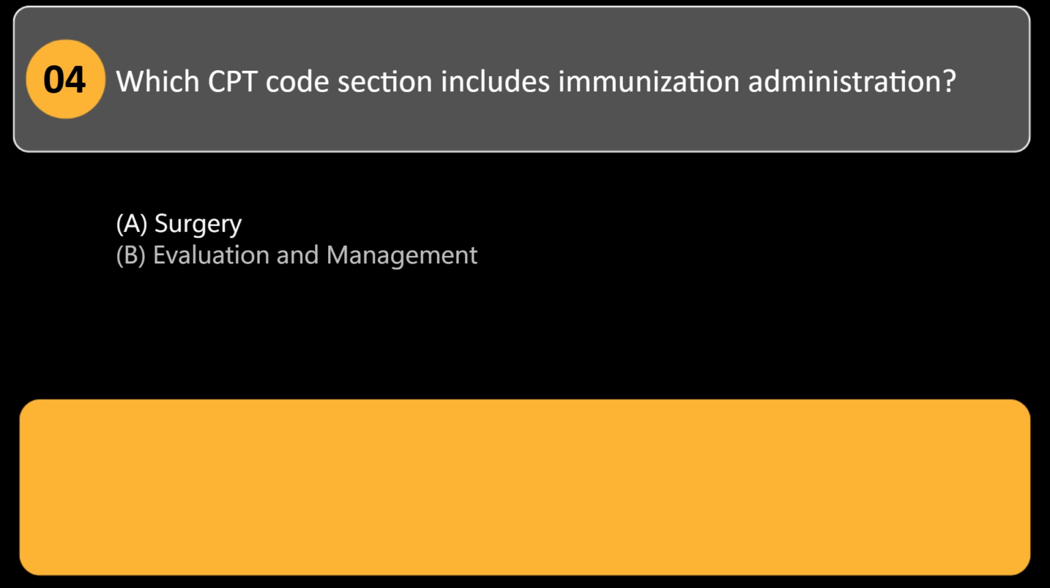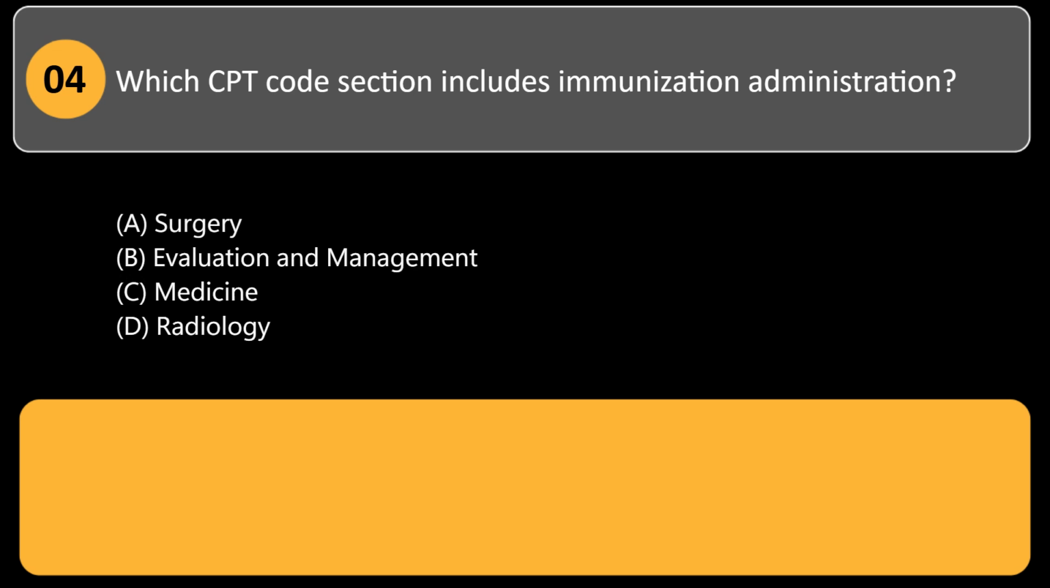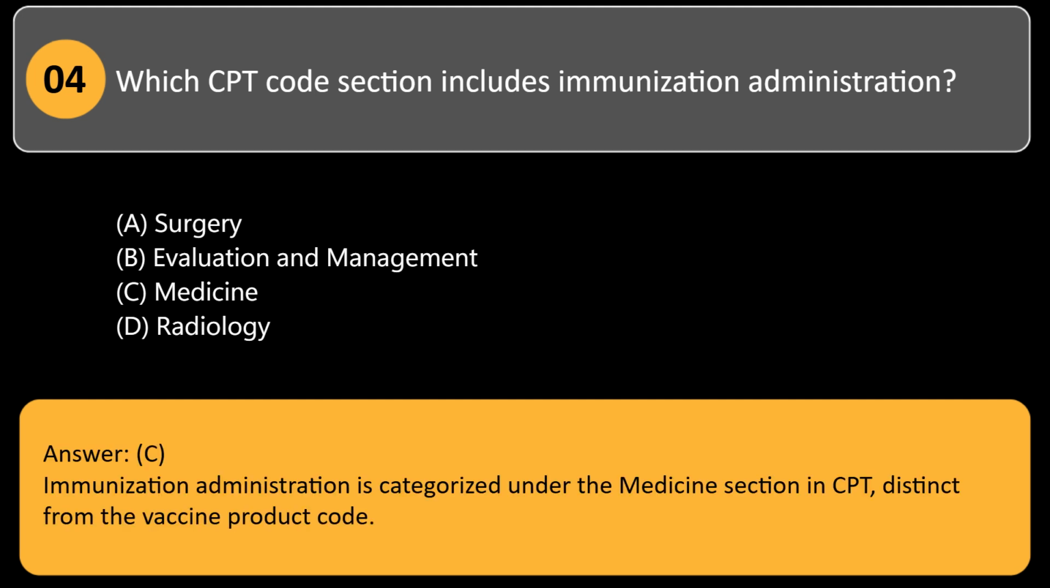Which CPT code section includes immunization administration? A. Surgery. B. Evaluation and management. C. Medicine. D. Radiology. Answer: C. Immunization administration is categorized under the medicine section in CPT, distinct from the vaccine product code.